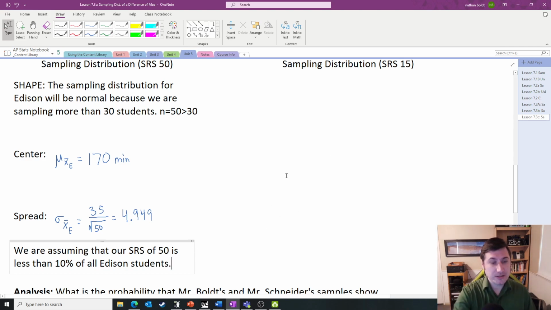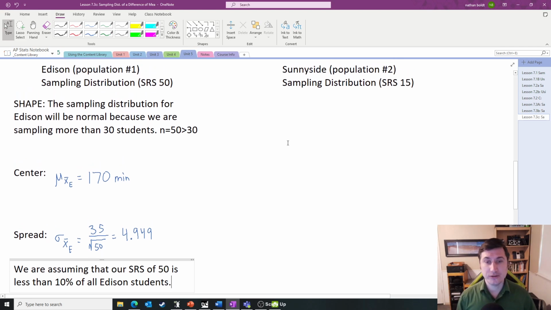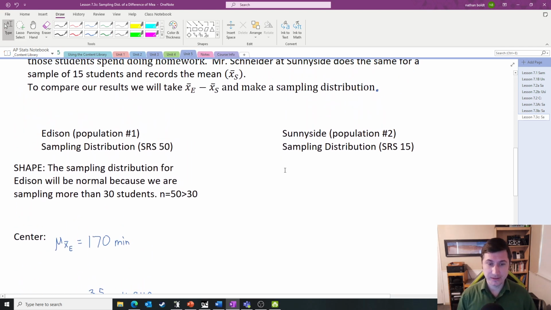All right, we got it described for Edison. Now it's time to describe Sunnyside's. All right, so what is the shape of Sunnyside's distribution? Now you might think, whoa, Bolt. 15, our simple random samples of 15, that is not bigger than 30.